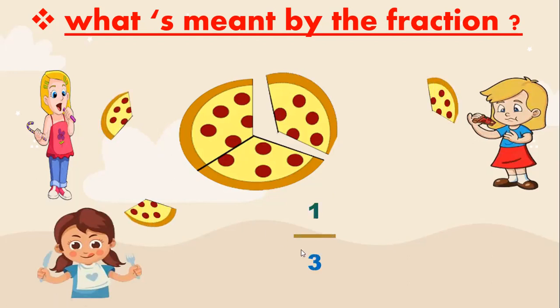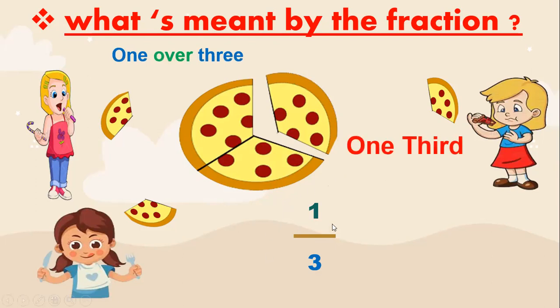So each girl will eat one part. One part out of how many? The total number of parts. Out of 3. So we have the fraction 1 over 3. 1 over 3 can be read as 1/3. Repeat after me, 1/3, and it can be read as 1 over 3.